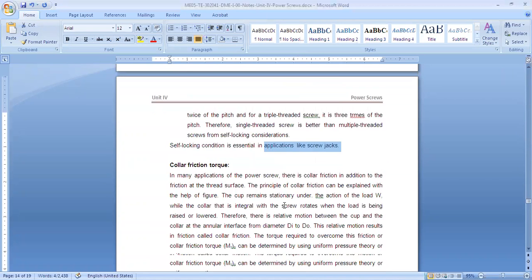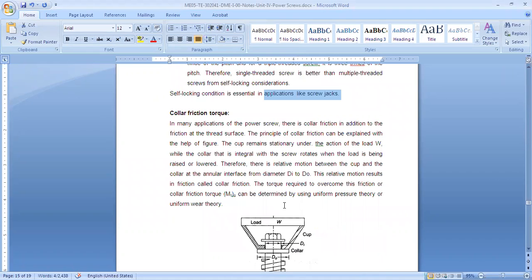Now let's get to the second concept. What is collar friction? This is important. Hopefully there is no doubt. I haven't seen any queries, nothing in the chat, so I hope the concept of the self-locking screw is clear. We will use that in some problem. Now we will see what collar friction is. This is an important concept which we will use in design, because we have seen now the torque required to raise or lower the load.